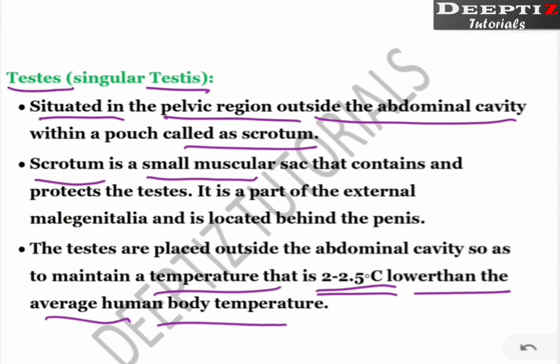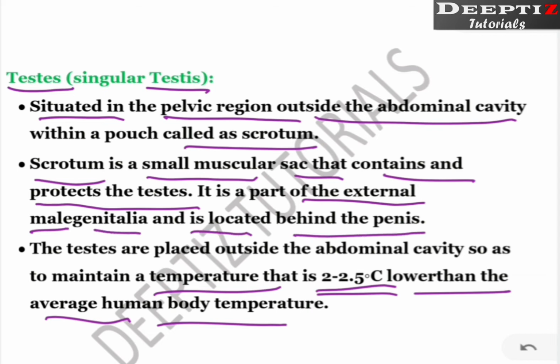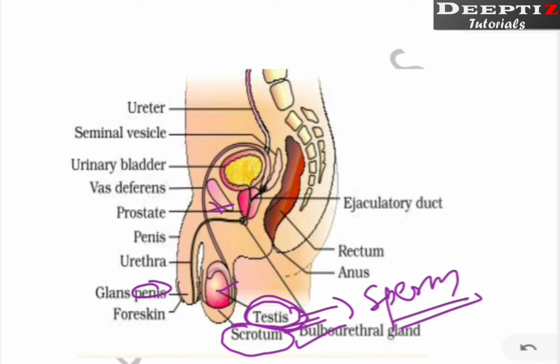It is a small muscular sac that contains and protects the testis. It is a part of external male genitalia and is located behind the penis. So here is the penis, right? This is the penis. So behind the penis there will be the testis which is located and it is protected by the scrotum, right?